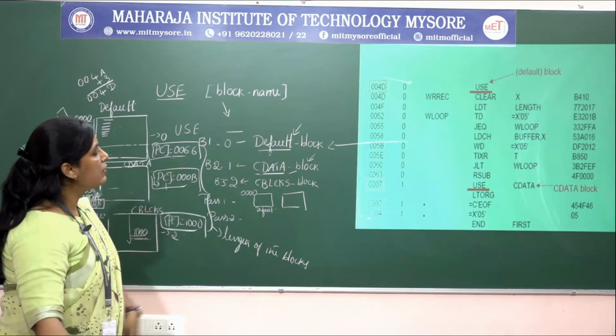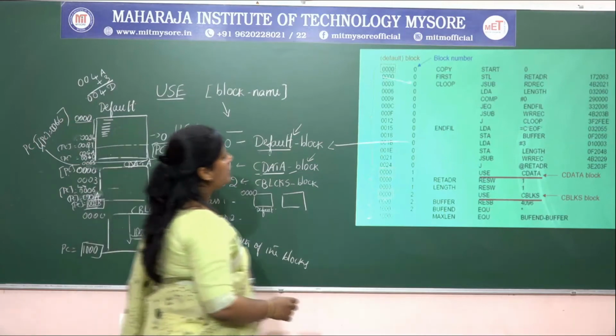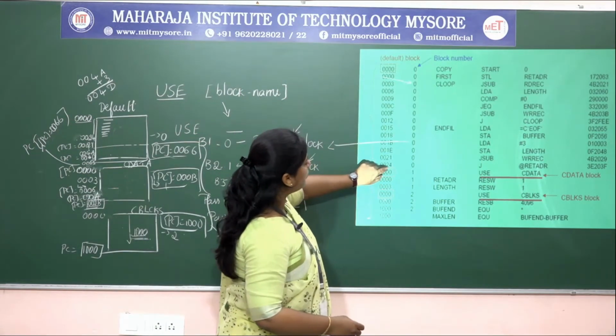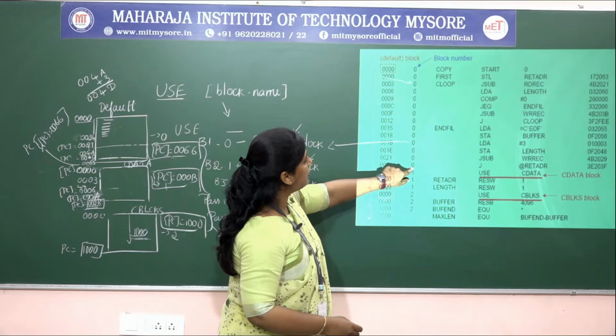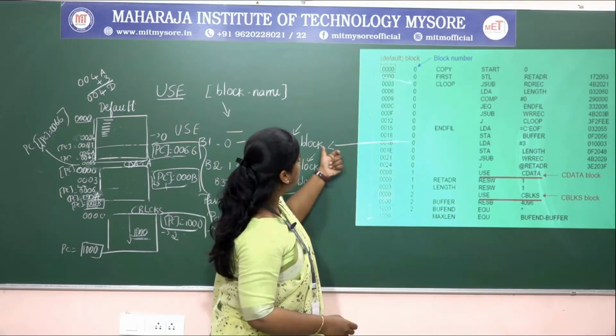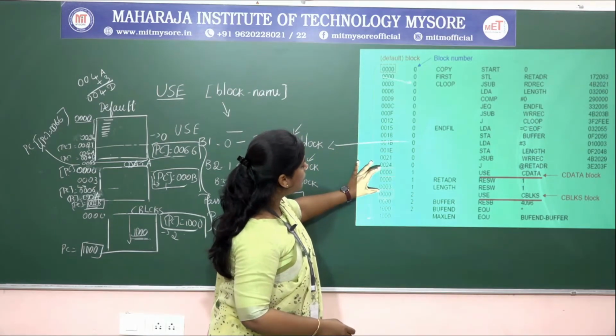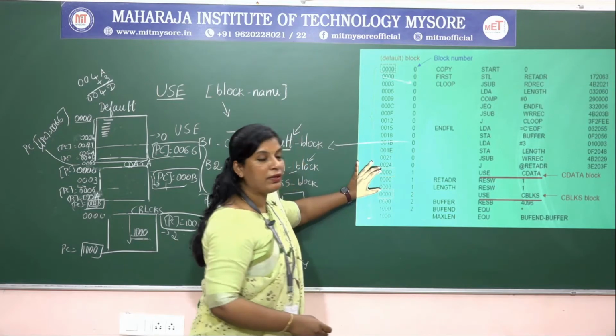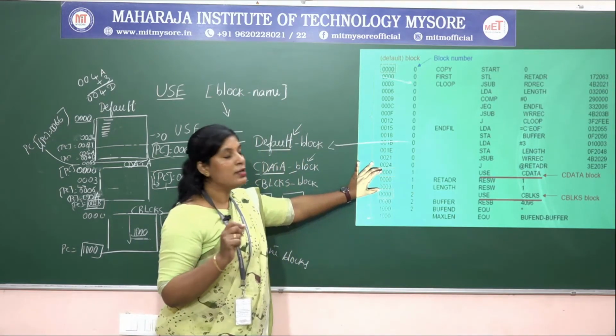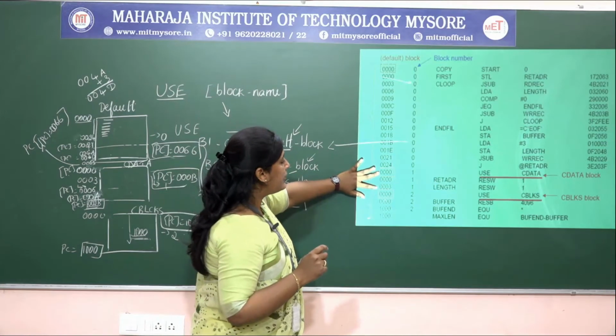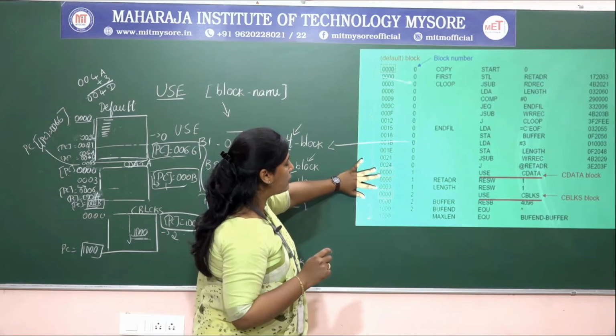So here this is showing that from this memory location to this memory location is the block number. What is the block number? It is 0. What is the block name? It is the default block. From 000 to 003, each and every block starts from memory location 0 only. Then it is the C data block.